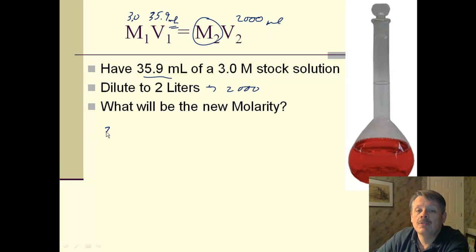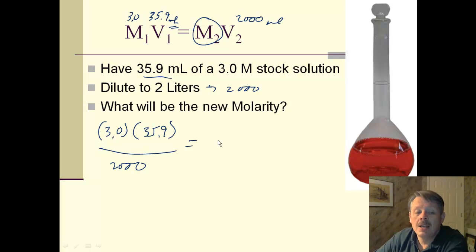So all I have to do is take 3.0, multiply by 35.9, divide by 2,000. My milliliters cancel. I'm left with molarity, and the molarity of this solution is going to be 0.054 molar.